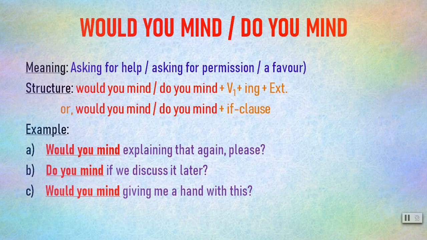The structure for it, would you mind or do you mind plus v1 plus ing plus extension. Another structure, would you mind or do you mind plus if clause. There are two structures for it. If we use a verb directly after the phrase, the verb must be ing connected or if clause. Now let us see the example. A, would you mind explaining that again please?